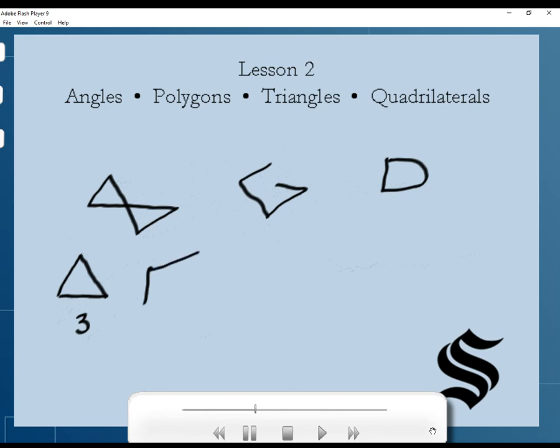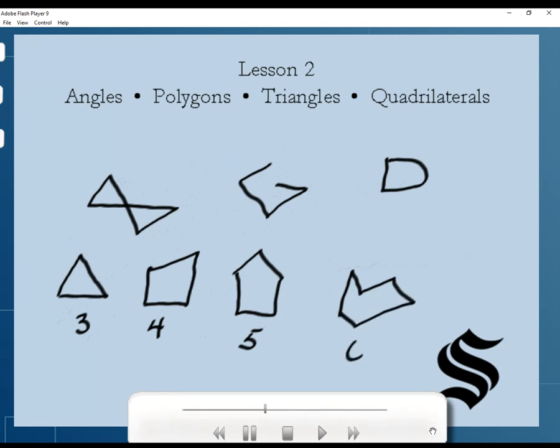One that has 4 sides is called a quadrilateral. Quad meaning 4. If it has 5 sides, it's called a pentagon. If it has 6 sides, that's called a hexagon. A good way to remember this is hexagon has an X in it, and the word 6 has an X in it. So 6 sides is a hexagon.